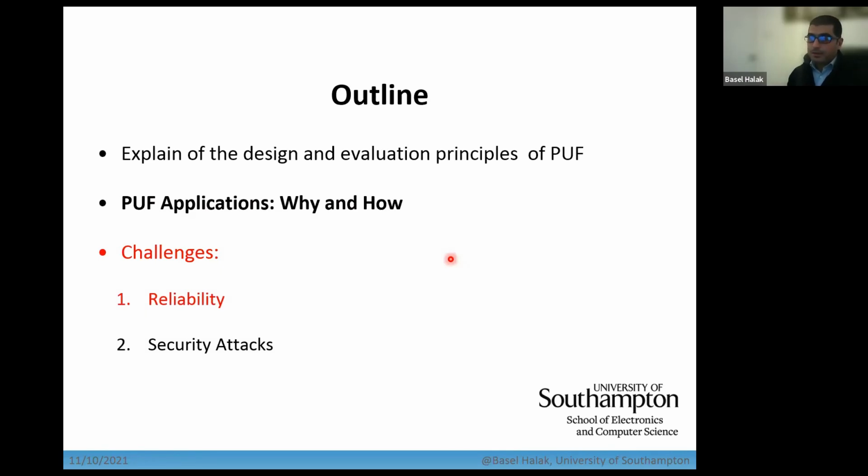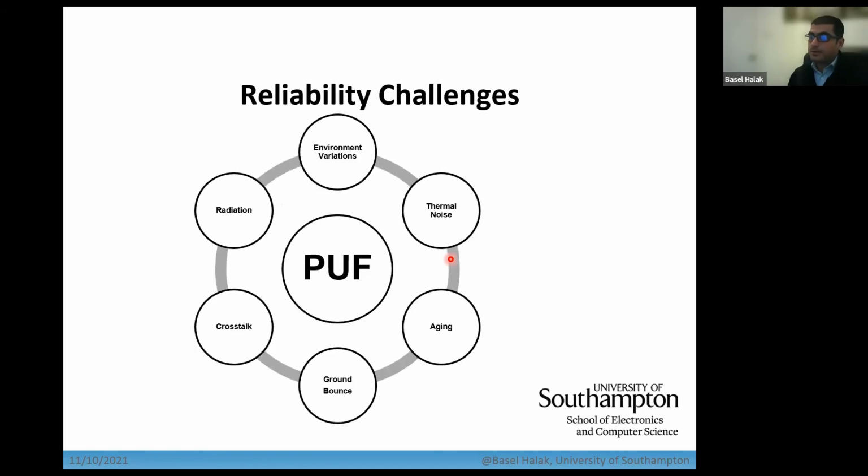Now, the third part of this talk is going to look at outstanding challenges and possible solutions. The first challenge I'm going to discuss is reliability. PUF, as any integrated circuit, is vulnerable or subject to a number of reliability problems: environment variation, radiation, thermal noise, ground bounce, crosstalk, you name it, aging, and all of these can potentially lead to erroneous responses.